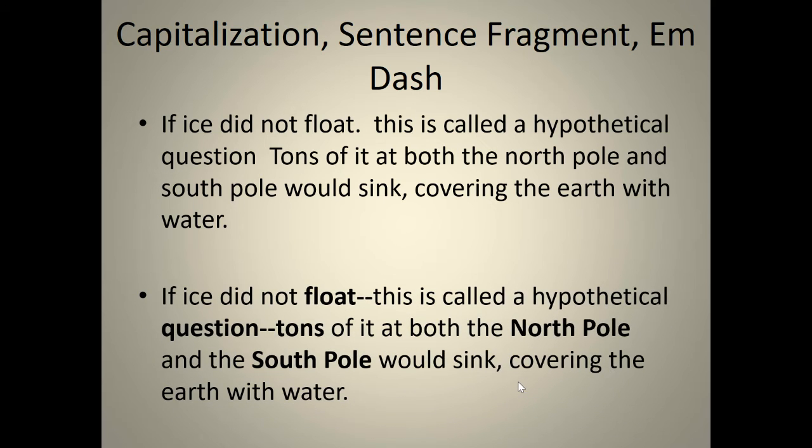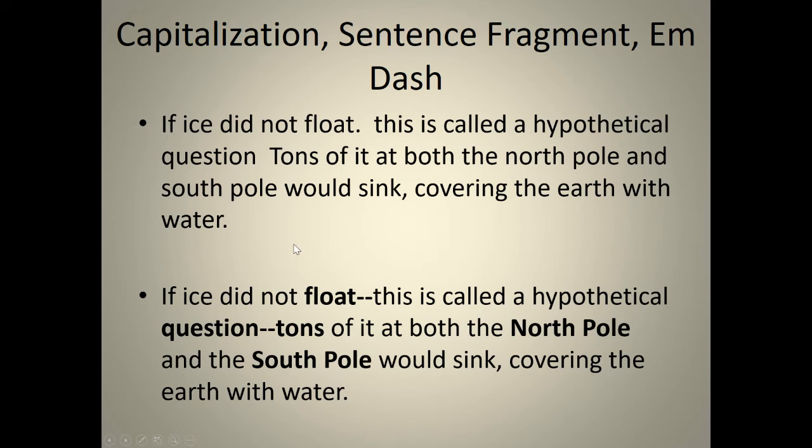All right, welcome back. First up, here is our em dash. If ice did not float, and here's my em dash, which is 2 hyphens. This is called a hypothetical question. And there I close my em dash. And you notice I could have used parentheses here as well. I could have used a comma here as well, but I'm going to use the em dash since that's what this particular one is asking me to look for.